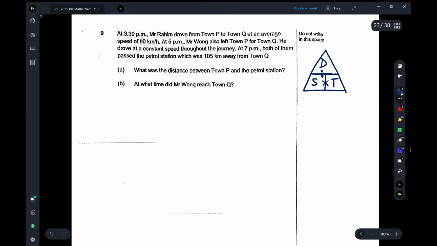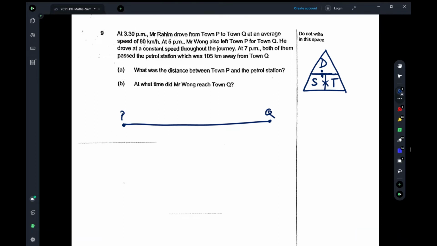Okay, at 3:30 p.m., Mr. Rahim drove from town P to town Q at an average speed of 80 km per hour. Okay, so I have town P to town Q. Okay, so this is at 3:30 p.m. For Mr. Rahim, I will draw it on the top part. So at 3:30 p.m., Mr. Rahim drove at an average speed of 80 km per hour.